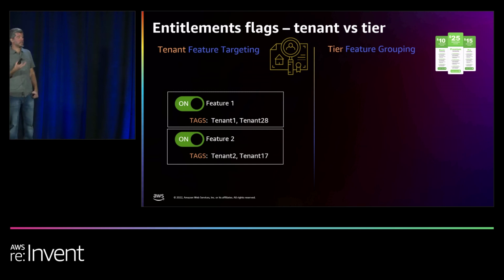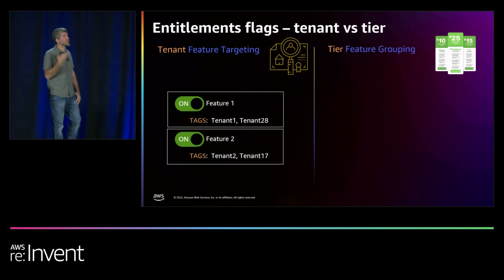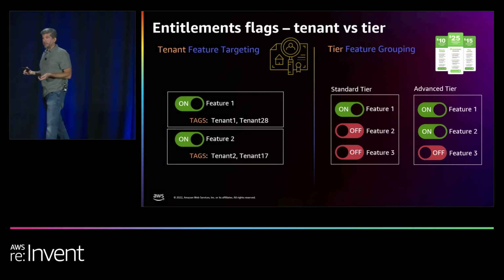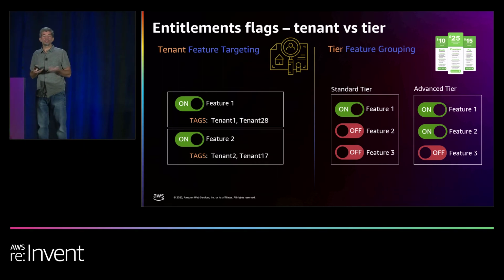In this case, feature 1 has been tagged for tenant 1 and tenant 28, right? So this is simply more of that metadata that we were talking about. So you have metadata that defines a feature's aspects, in this case, which tenants are allowed to use it. And for feature grouping, we might think of these as a group of features. For our standard tier, perhaps there's only one feature or extension turned on. And for our advanced tier, there may be many more.